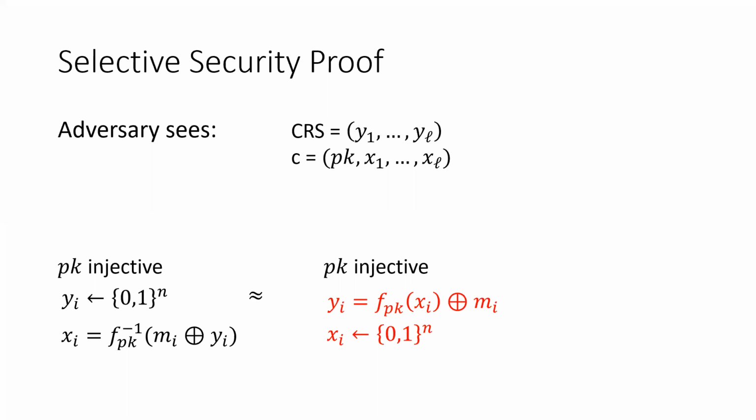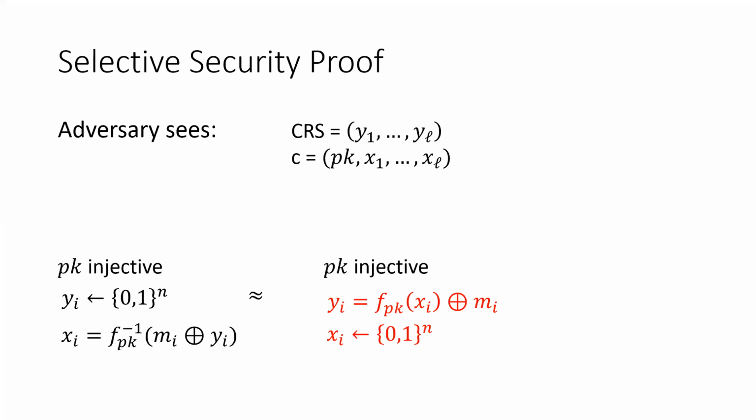except that in the real world, we couldn't have done this. We couldn't have chosen the y's this way because the CRS should be uniformly random. It should be independent of the message. So in the real world, the CRS is random and the code word depends on the message. Here, I switched it to have the code word random, and then I fix the CRS to depend on the message in the right way. And this is where selective security is coming in.